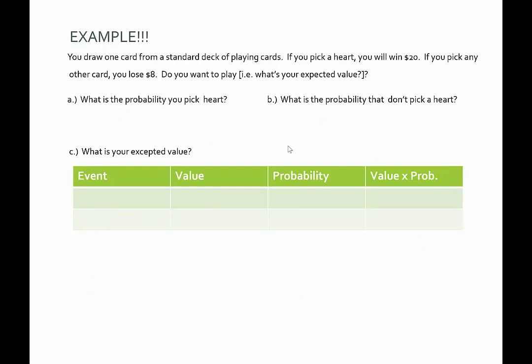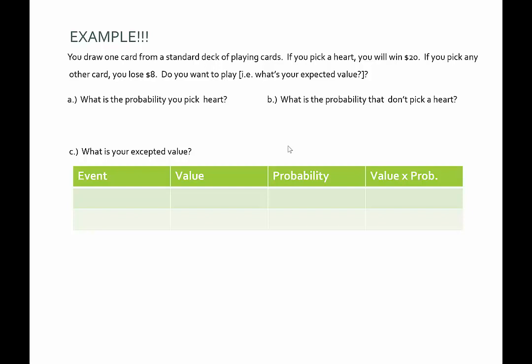Okay, how about this example? You draw one card from a standard deck of playing cards. If you pick a heart, you will win $20. If you pick any other card, you lose $8. Do you want to play this game? Maybe this is your friend's backup plan. Now this friend pulls out a deck of cards and they're like, all right, new game.